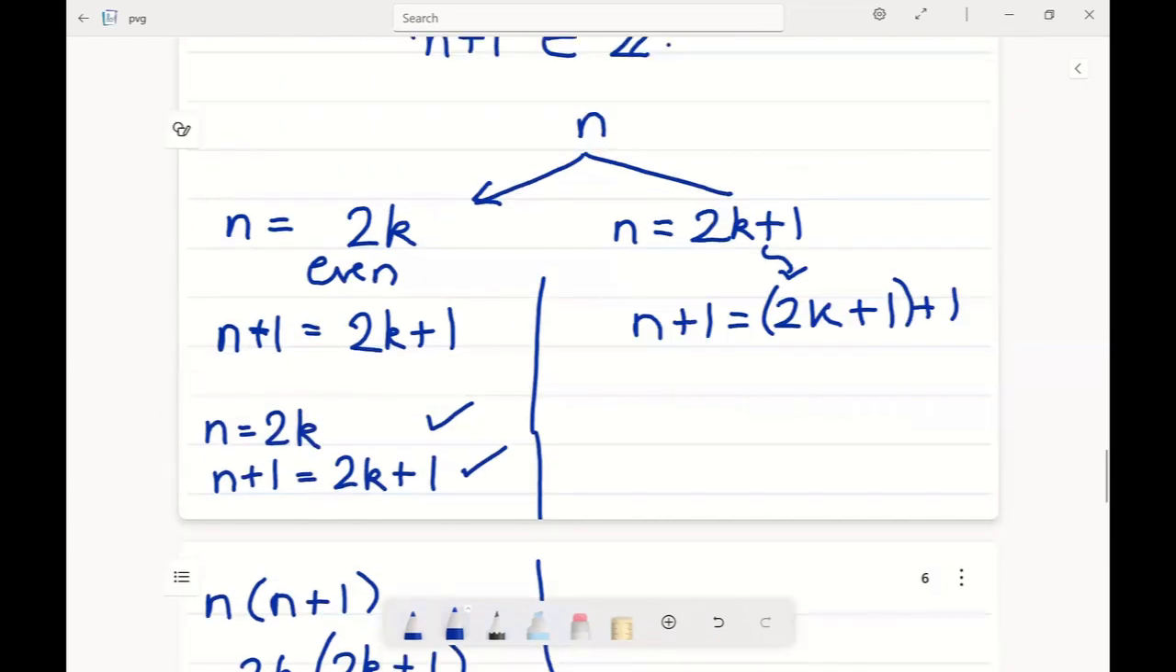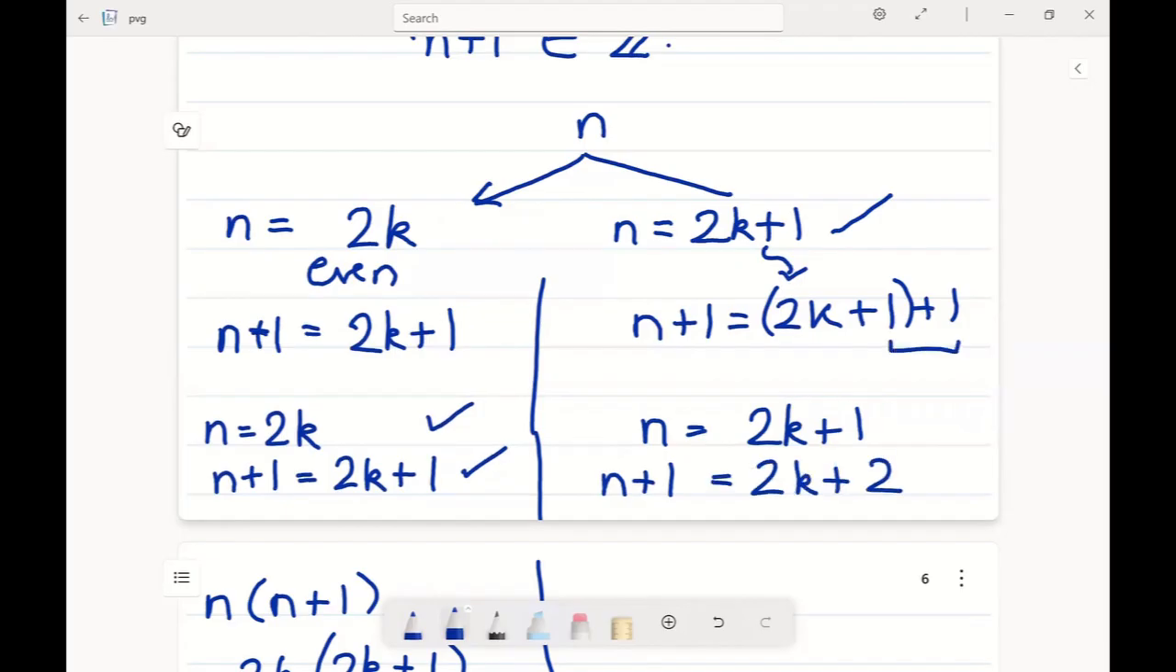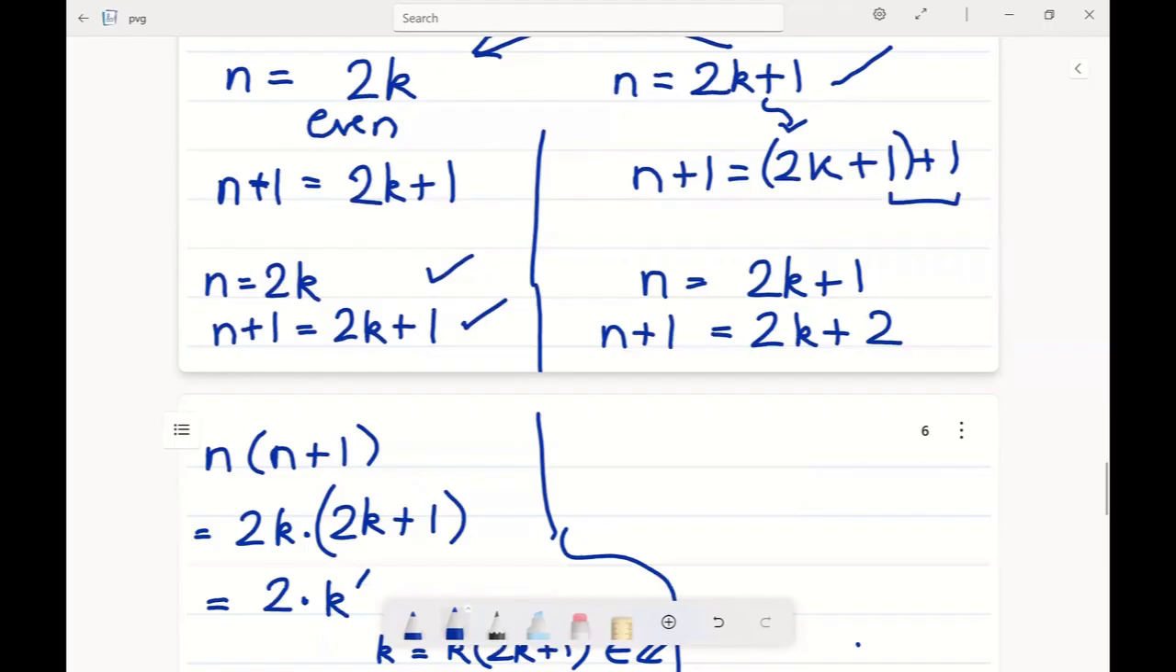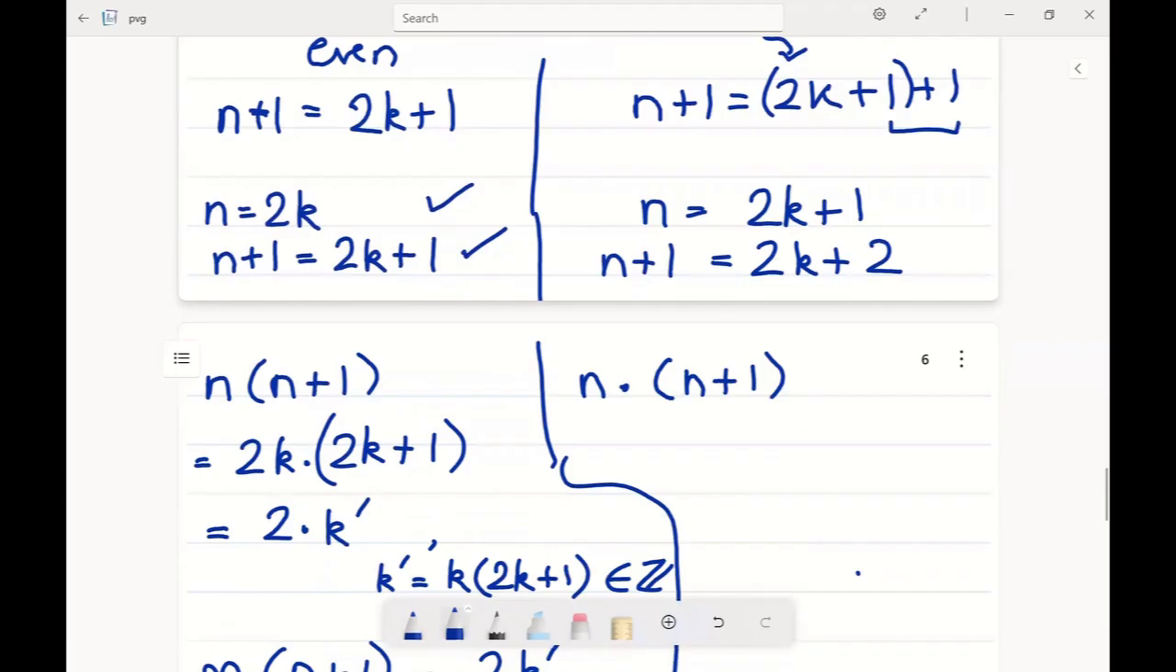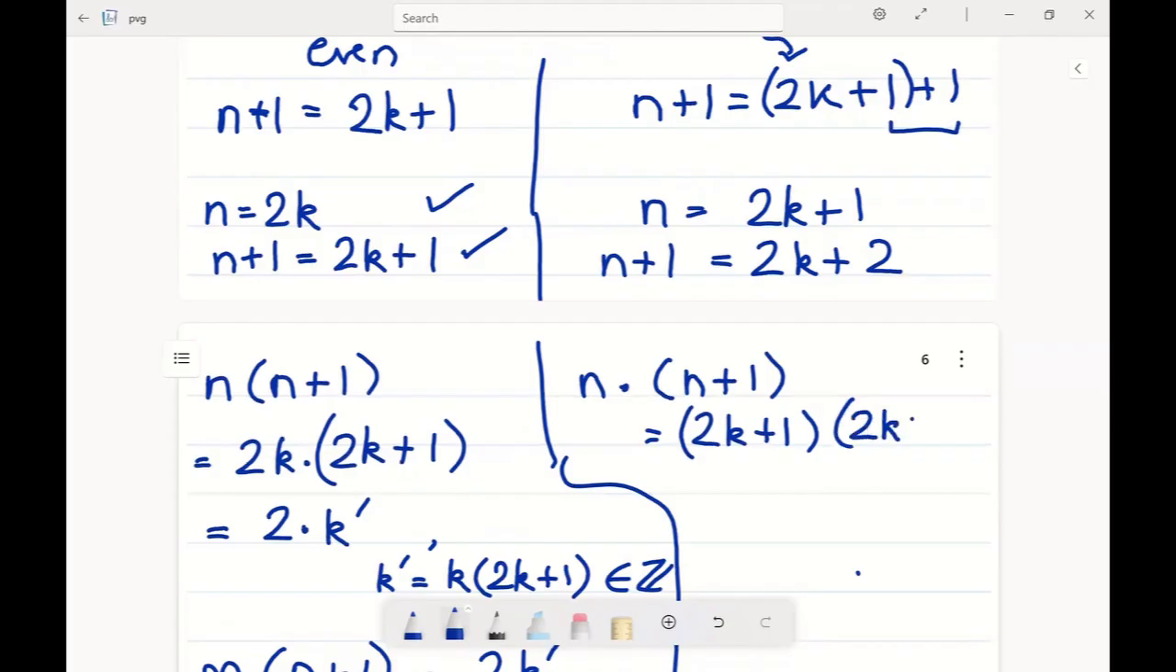Now in the second part, n is 2k plus 1 and n plus 1 is 2k plus 1 plus 1. It means that n is 2k plus 1. And what is n plus 1? N plus 1 value is 2k plus 2, because this 1 plus 1 is 2. So if I multiply them, what is the multiplication of n into n plus 1? It is 2k plus 1 into 2k plus 2.